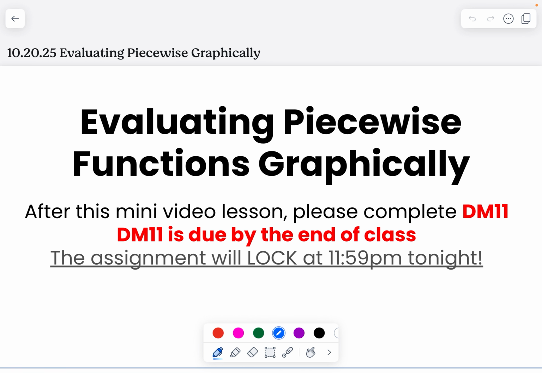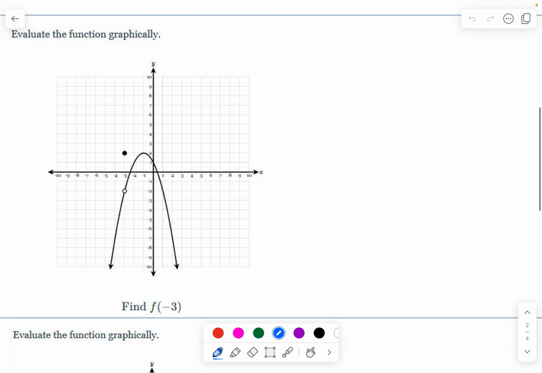This is basically everything that we've been doing, except instead of one equation or one graph, sometimes there's multiple parts. So here's our graph, and you might notice that it's an upside down U with a hole in it, and then there's another dot. That's what I mean by piecewise. There's just two pieces to this function. At the bottom, it says to find f of -3.